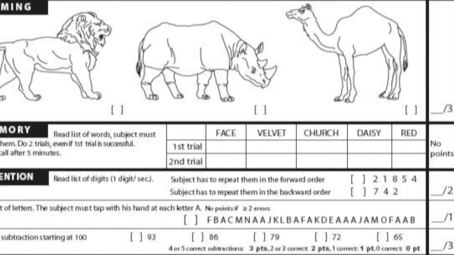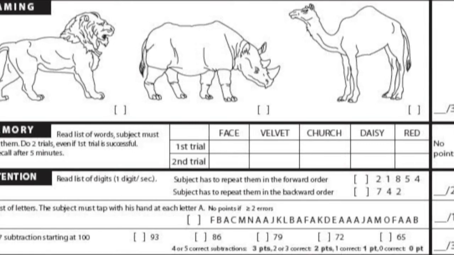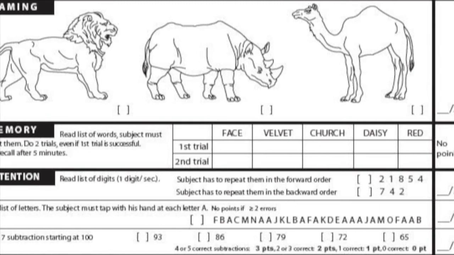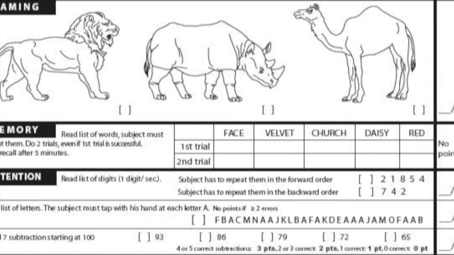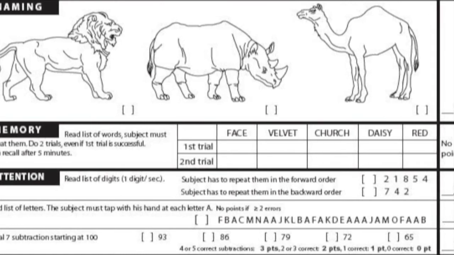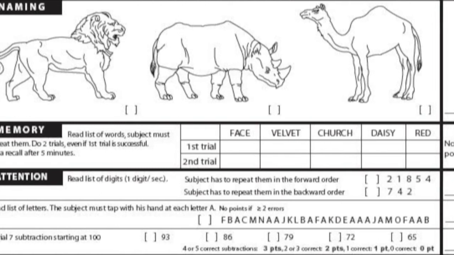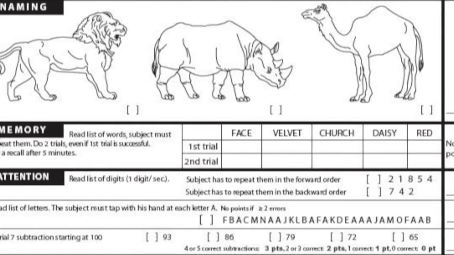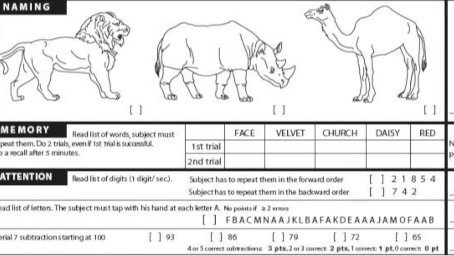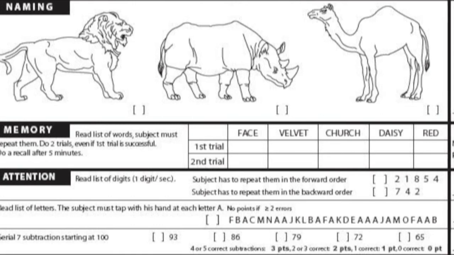Item 6. Attention. Forward digit span. The examiner reads the 5-number sequence at a rate of 1 digit per second and asks the client to repeat the numbers back to them in the same order. Backward digit span. The examiner reads the 3-number sequence at a rate of 1 digit per second and asks the client to repeat the numbers in the backwards order. 1 point is given for each sequence correctly repeated.